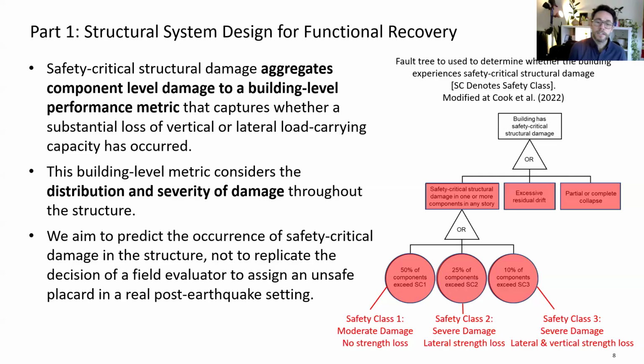Now, of course, collapse or excessive residual drifts would also lead to safety critical structural damage, but collapse in particular is mostly irrelevant in our study because we're dealing with systems that at minimum meet life safety requirements. We're looking at new buildings. However, residual drifts is something that does need to be considered, and for some systems it's not an issue, and for others it could be of significant impact.